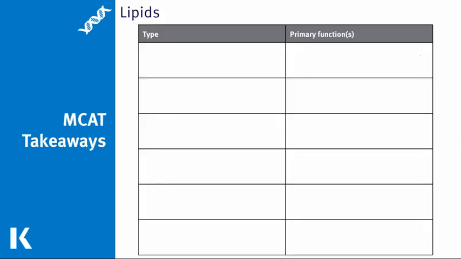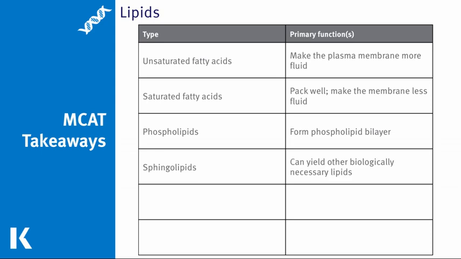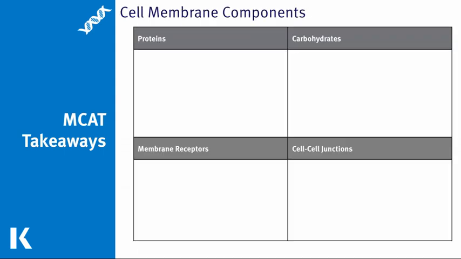To recap what you need to know about lipids, unsaturated fatty acids increase fluidity. Saturated fats decrease fluidity. Phospholipids form the phospholipid bilayer and have one less fatty acid than triacylglycerol. Sphingolipids are lipids derived from sphingosine. Cholesterol plays a role in stabilizing fluidity in the membrane, and waxes increase rigidity in plant cells. The components of the cell membrane include proteins, carbohydrates, membrane receptors, and cell-to-cell junctions.